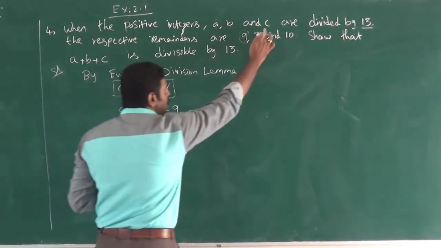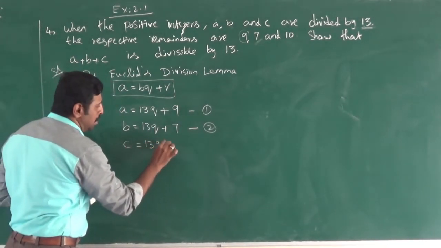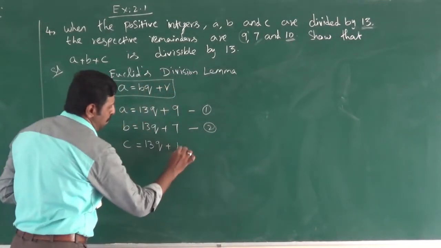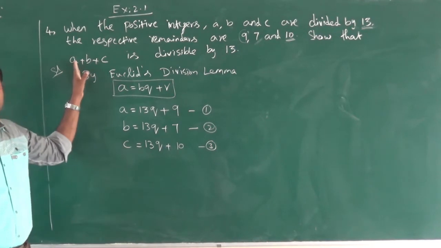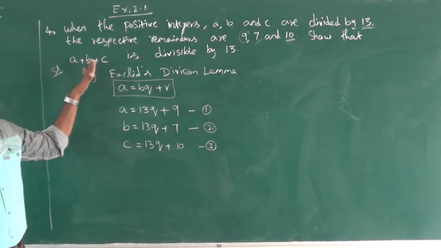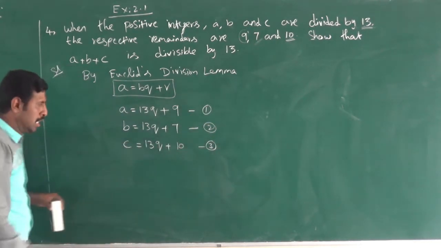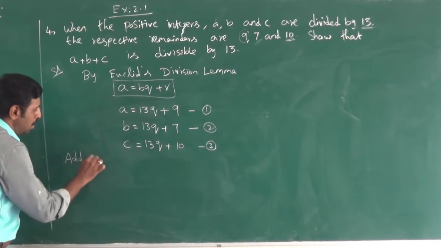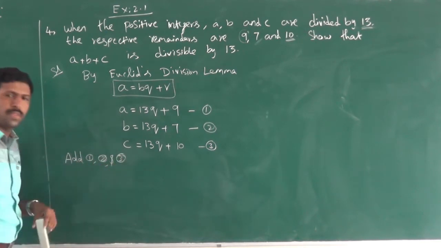Next, the third integer, that is C. C is divided by 13. We get the remainder as 10. Now we want to show that the sum of the 3 integers, that is A plus B plus C, is divisible by 13. So here we are going to add all the 3, adding equation number 1, 2, and then 3.